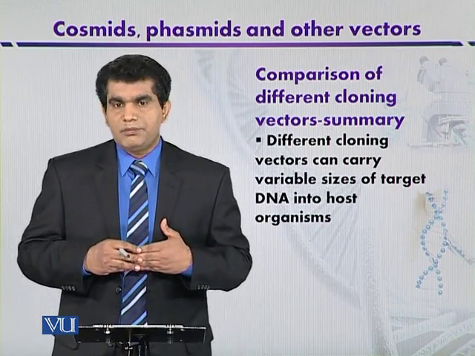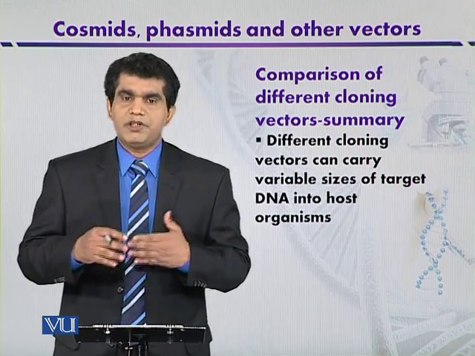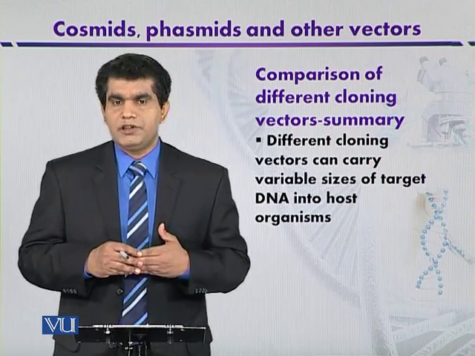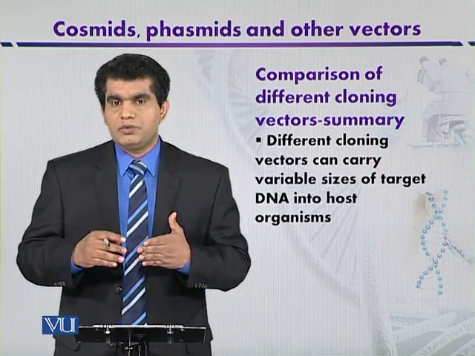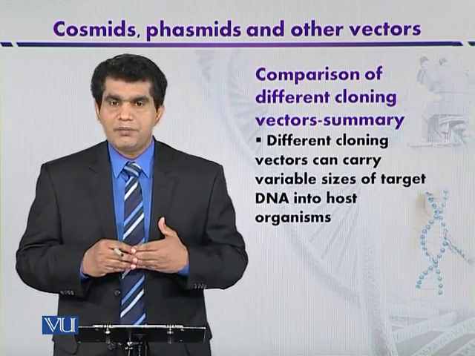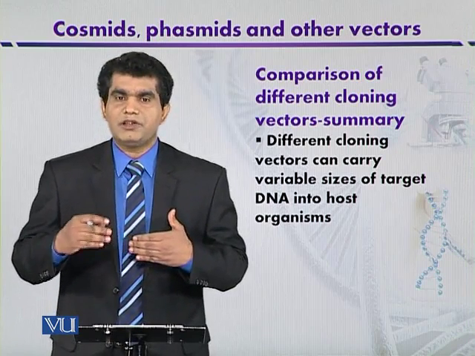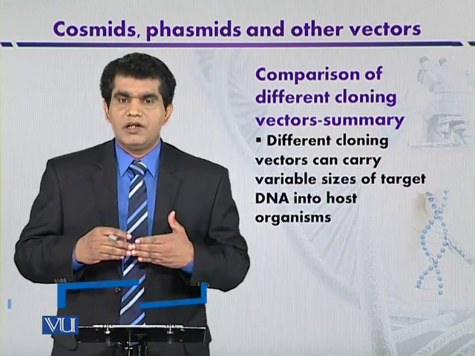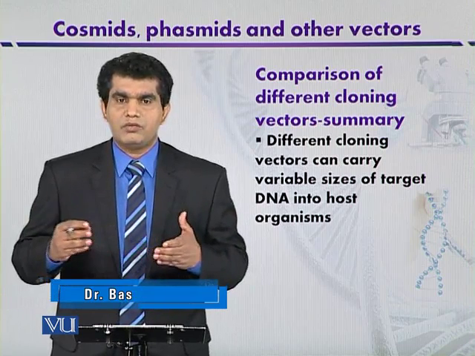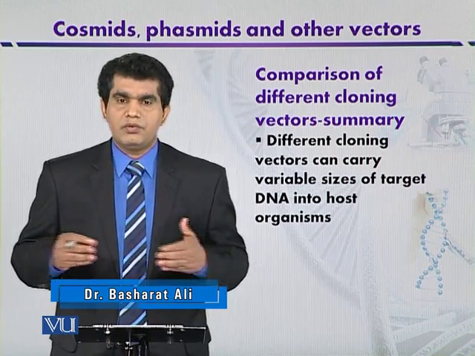Next, we discussed some vectors of the bacteriophage lambda that have the ability to clone up to 23 kilobase DNA fragments, especially if we use the replacement type of vector. And here we discussed different types of Charon vectors, if you remember.